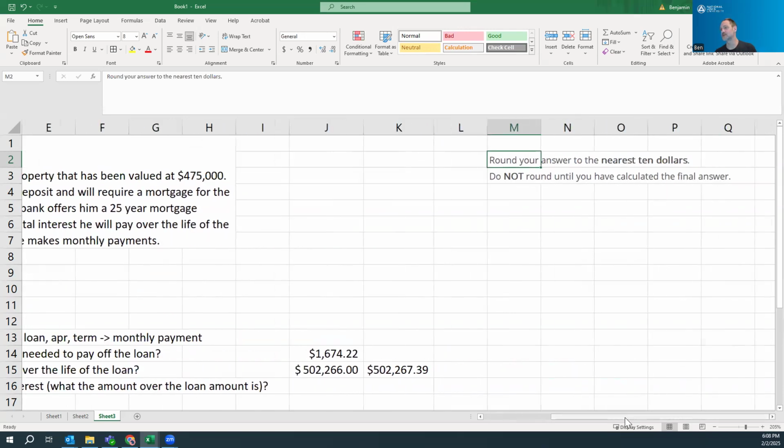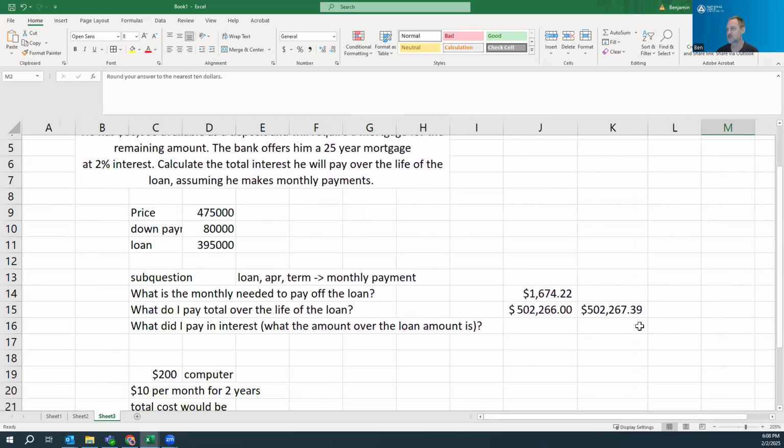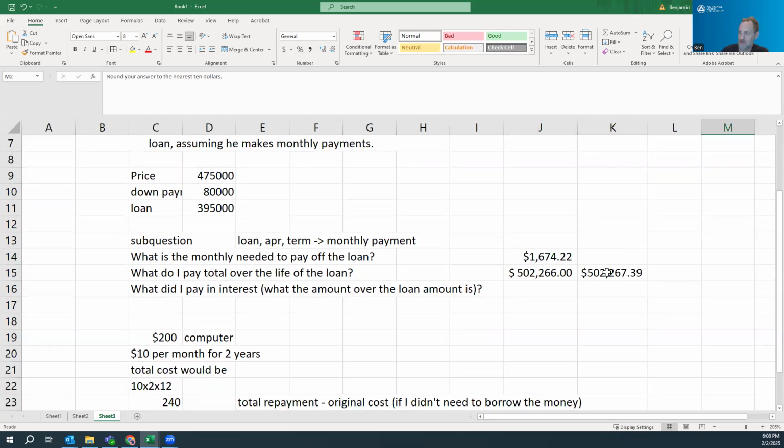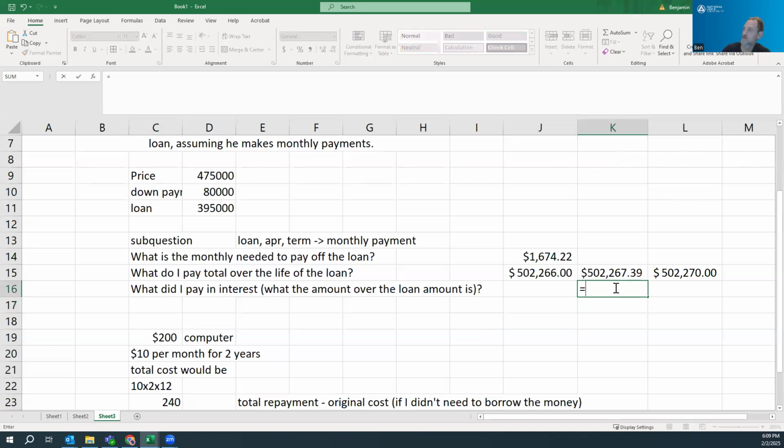See if I can get over there. Yes, I think that's going to save us, because you see, it doesn't really matter if I round this to $10. I'm talking about 502,270, and that's going to erase the difference between those two things. So what did I pay in interest? I just need to subtract off the loan amount, which was the 395.